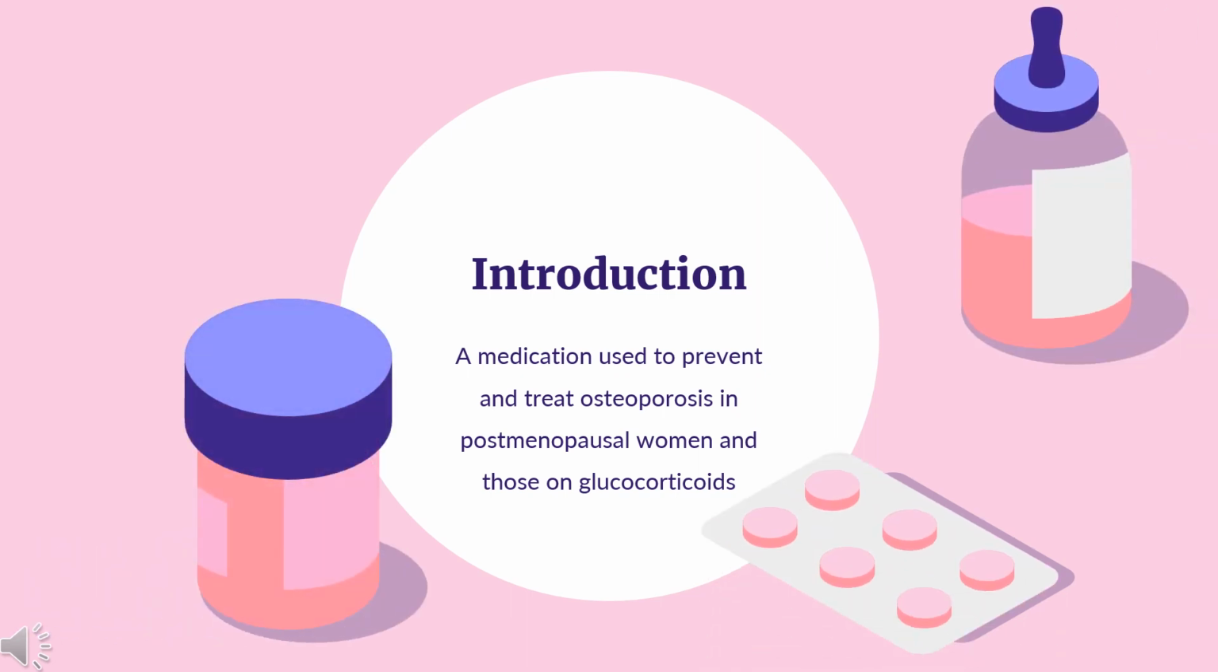What is Raloxifene? Raloxifene, sold under the brand name Evista among others, is a medication used to prevent and treat osteoporosis in postmenopausal women and those on glucocorticoids. For osteoporosis, it is less preferred than bisphosphonates. It is also used to reduce the risk of breast cancer in those at high risk. Raloxifene was approved for medical use in the United States in 1997. It is available as a generic medication. In 2020, it was the 292nd most commonly prescribed medication in the United States, with more than 1 million prescriptions.